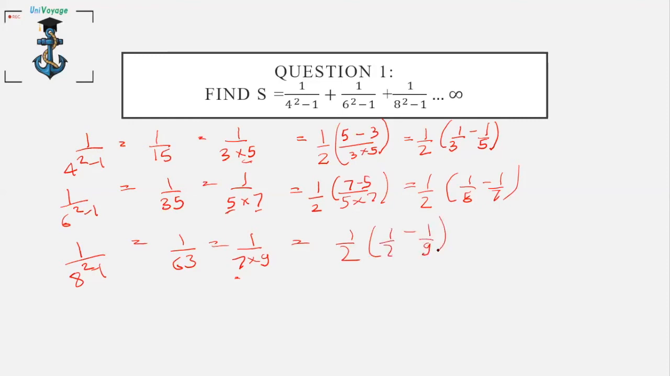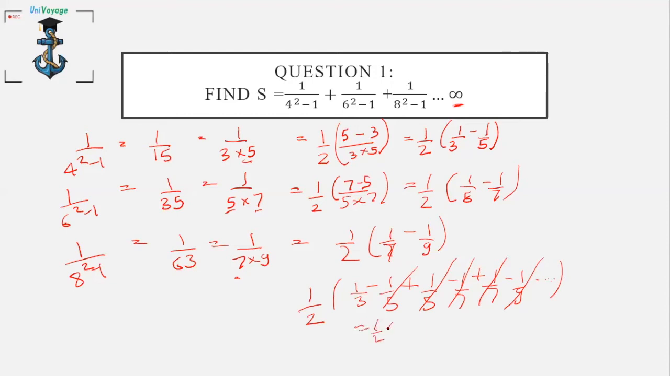So in the end, if this goes on till infinity, you can write this whole sequence as half into 1 by 3 minus 1 by 5 plus 1 by 5 minus 1 by 7 plus 1 by 7 minus 1 by 9 and so on. 1 by 5 would be cancelled by 1 by 5, and all the terms which precede the sequence will be cancelled out by each other. So you'll only be left with 1 by 2 into 1 by 3, which would be 1 by 6. This is your answer.